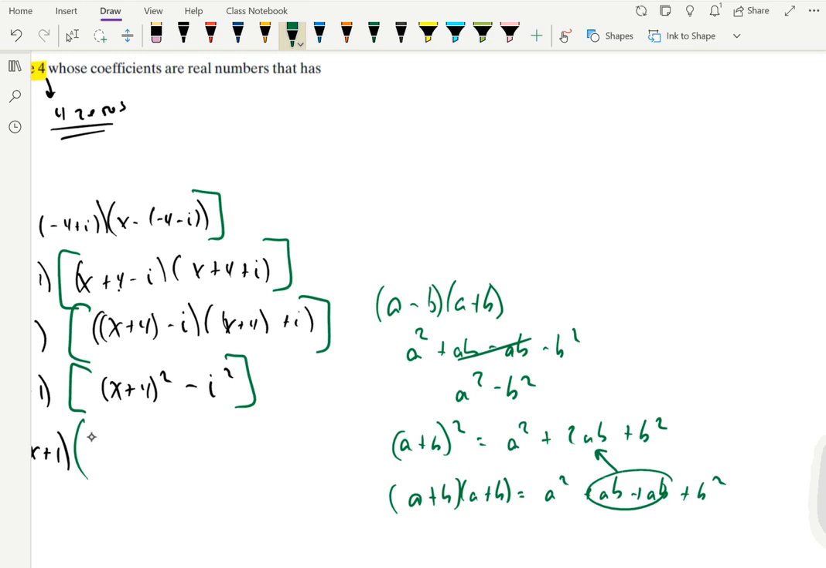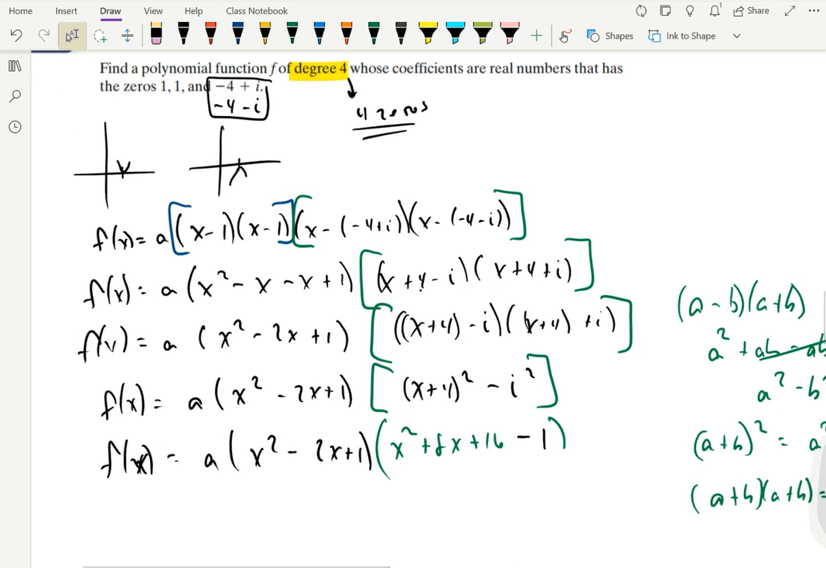So square the first term, so x squared. That's what we end up with. Then multiply the terms together and double it. So x times 4 is 4x, doubled makes 8x, and then we end up with b squared. b in this case is 4, so that's going to end up being 16. Then we also have the minus i squared, but i squared is 1, so we end up with minus 1. All of that then gets us down to our next line.